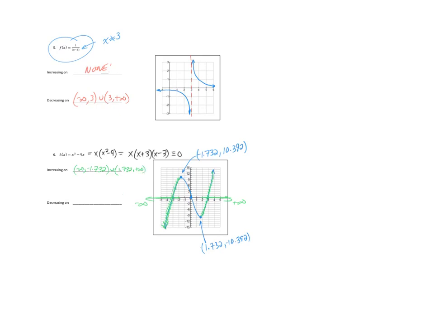And decreasing, I'll use red to highlight that. That's the stuff in here, which is happening in between those x values of negative 1.732 and positive 1.732. So for all these x values in here, the function is moving down as you move to the right. And so we can identify that. I'll label it in red, and here we go. Negative 1.732 to 1.732. And there you go.